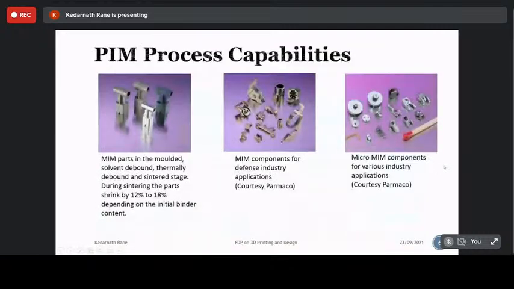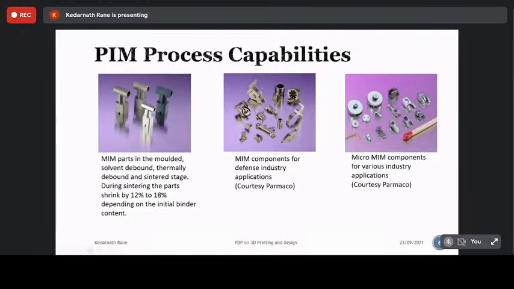When it comes to the capability of the process, as you can see, it is similar to polymer or plastic injection molding. You can make a very high level of complexity through this kind of process. You can see on the left side it is mentioned that during sintering, the part is going to shrink between 12 to 18%. It is just because you have constituents like polymers or wax, which get vaporized or evaporated during the debinding step, and you get solidified parts in the later stages.